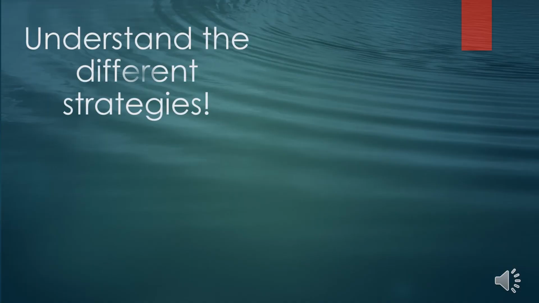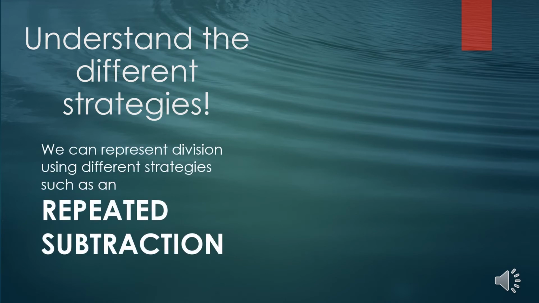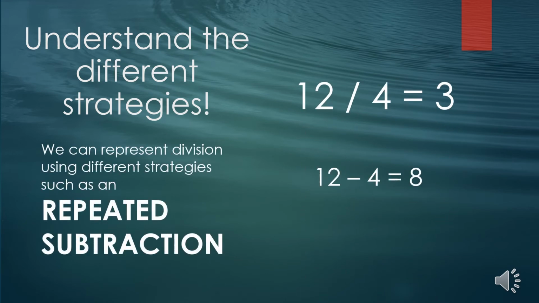Let's understand strategies we can use for division. We can use repeated subtraction. Here I have the equation 12 divided by 4, which equals 3. I started with 12 and subtracted 4 until I got to 0, and I subtracted 4 three times. So 12 divided by 4 equals 3.